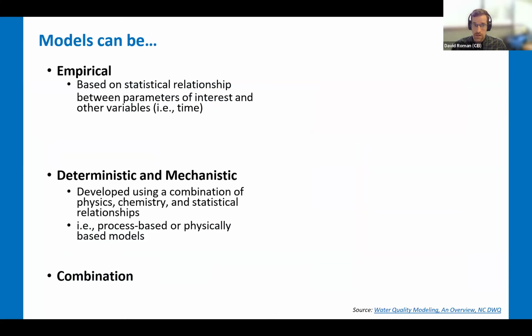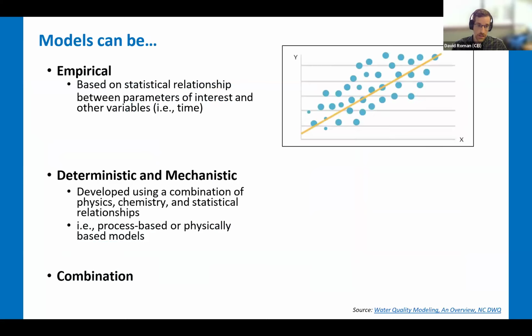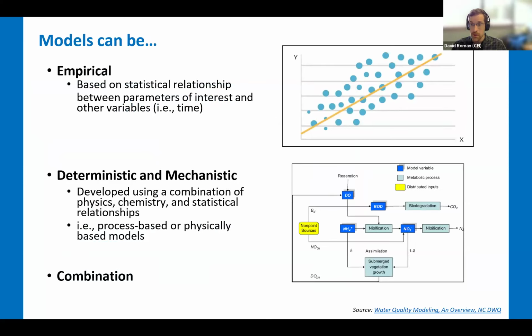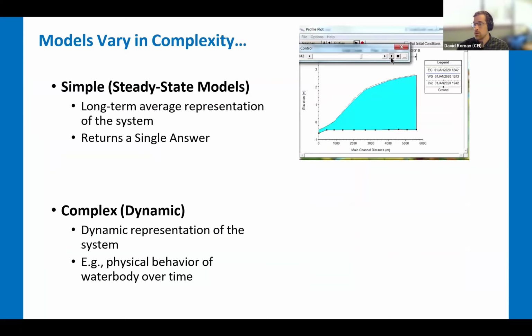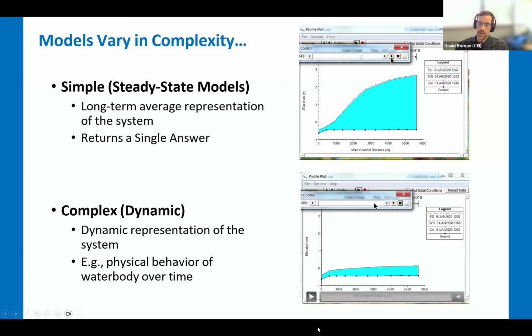Models can be empirical, so based on statistics, or they can be deterministic or mechanistic, depending on process and equations, or a combination of both. Models can vary in complexity. There are a lot of models that are just a simple steady state model, which is what the lake loading response model gives you. It's going to give you one answer on an annual average condition, or you can have more complex dynamic models. For example, we can simulate the flow of water over time during a flood.